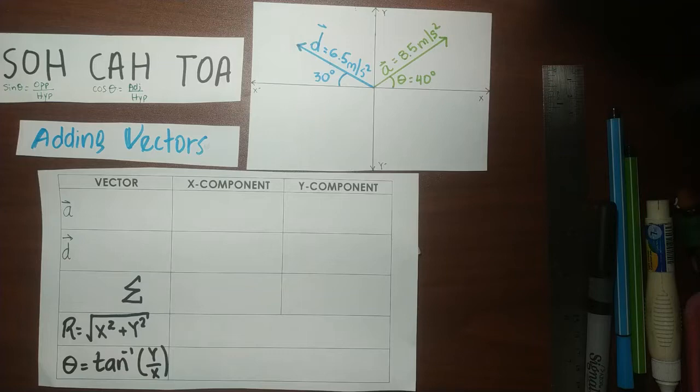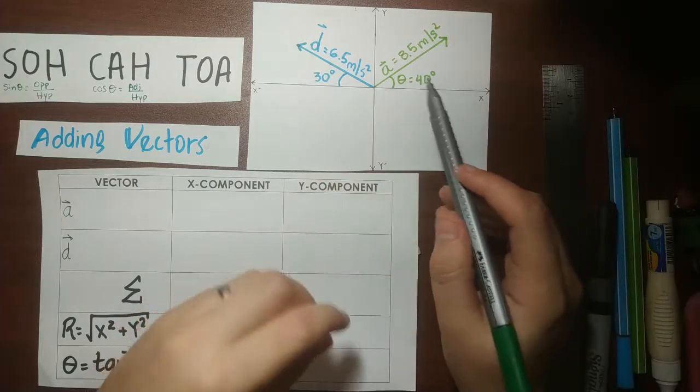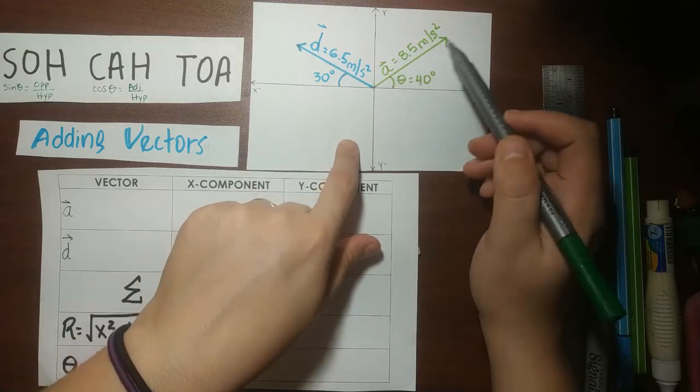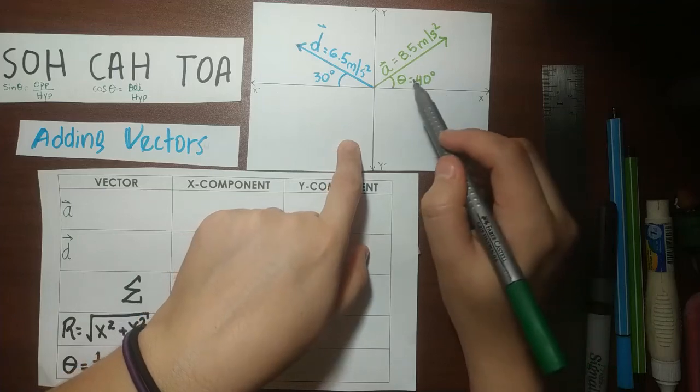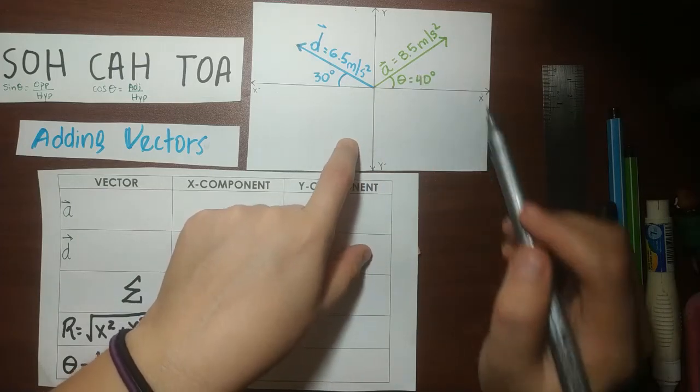Now this arrow above the letter, above the vector's name, indicates that we are dealing with vectors. If you take a closer look, you will notice that we have the vector size, which is the magnitude, but we also have those angles.